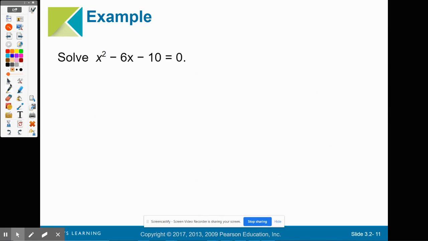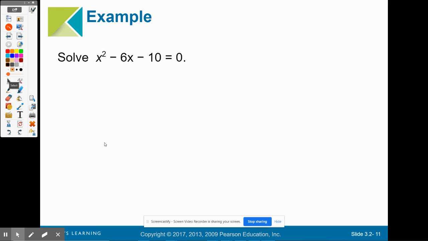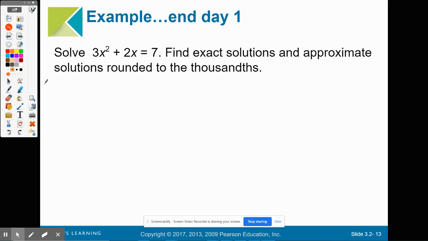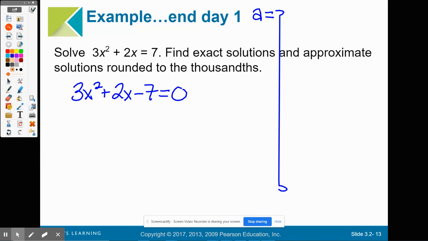Now, when do I use the quadratic formula? Well, anytime there is a leading coefficient, I like to use the quadratic formula because I don't want to mess around and see if it factors. I just want to try to use the quadratic formula. So let's get 0 on one side first. Always get 0 on one side. And they want us to know the exact solutions and the approximate ones. Well, remember the formula. So A is 3. Oh, little glitch. B is 2. And C is negative 7. And we're going to plug it into our formula.